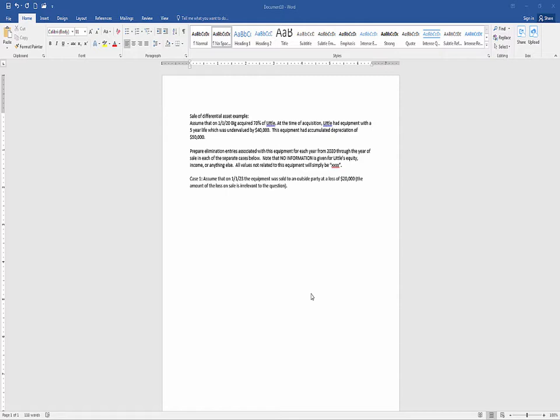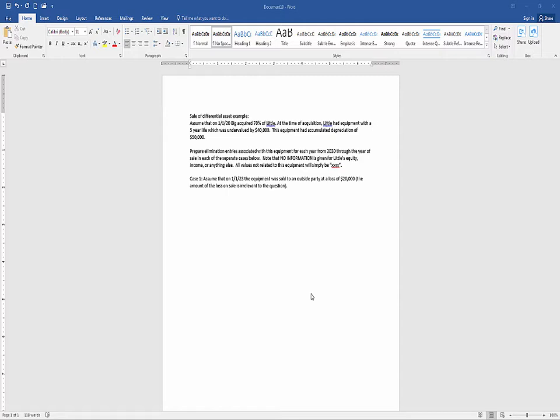The question says, prepare elimination entries associated with this equipment for each year from 2020 through the year of sale in each of the separate cases below. Note that no information is given for Little's equity, income, or anything else. All values not specifically related to this equipment will simply be listed as X's, because I want to focus on the equipment aspect of this.